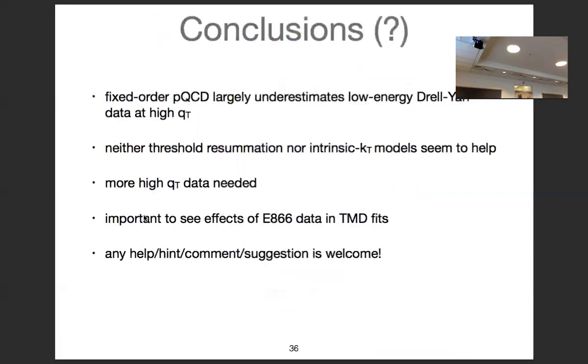Conclusions: I don't have conclusions. I can only say that fixed order perturbative QCD largely underestimates low energy Tevatron data at high QT. Neither threshold resummation nor intrinsic KT seem to help. We are trying to explore more high QT data. We're trying to look at PHENIX at the moment. PHENIX seems to behave better, but PHENIX is also a little bit more inside the TMD region than the collinear factorization region. So we are moderately excited by the PHENIX agreement.